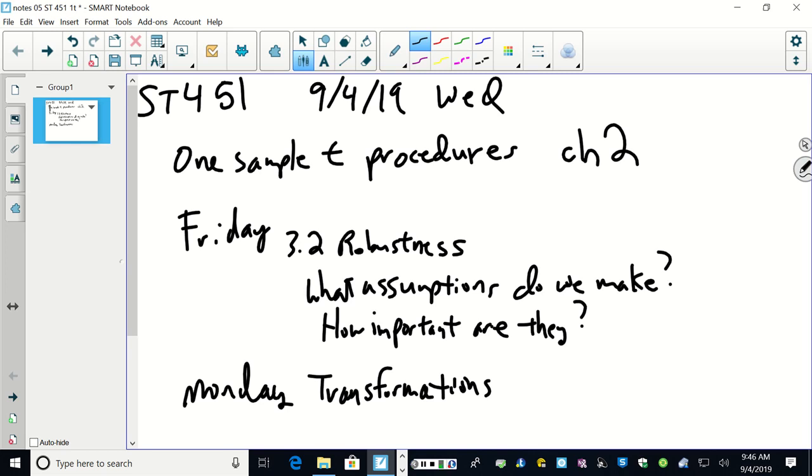And on Friday we're going to talk about robustness. So what assumptions do we make in some of these procedures? How would we examine them, whether they're true or not? And then how important are they? Why do we really care about assumptions and how they impact our different procedures? On Monday, we would do a little bit more look at transformations.